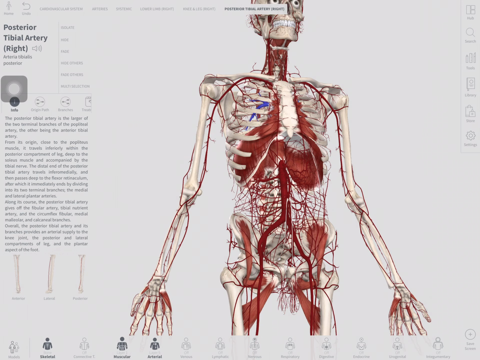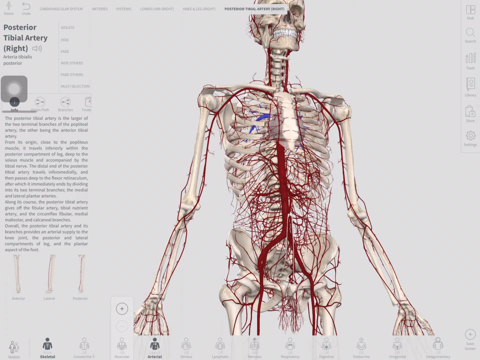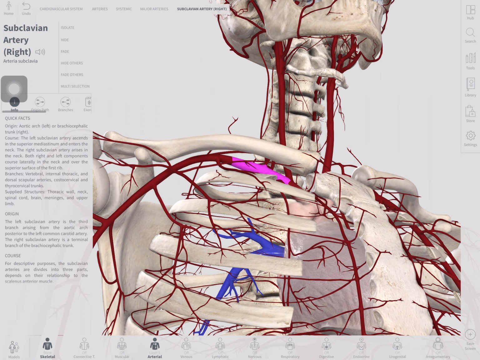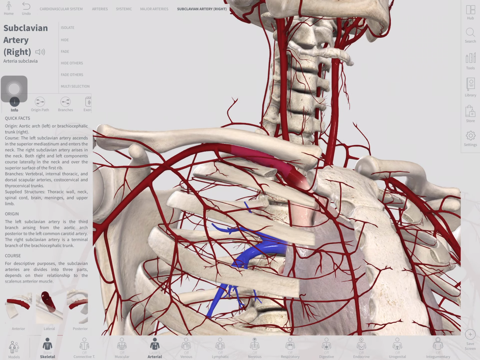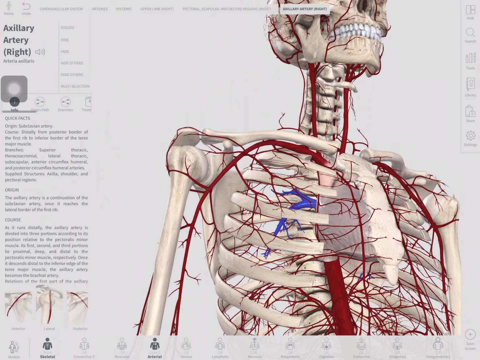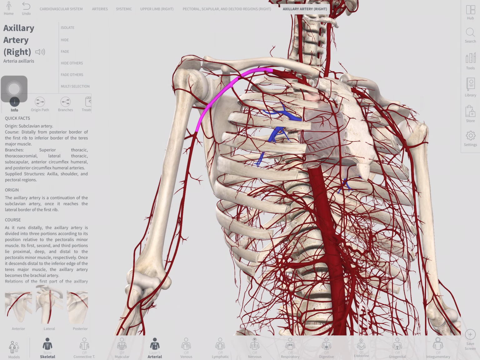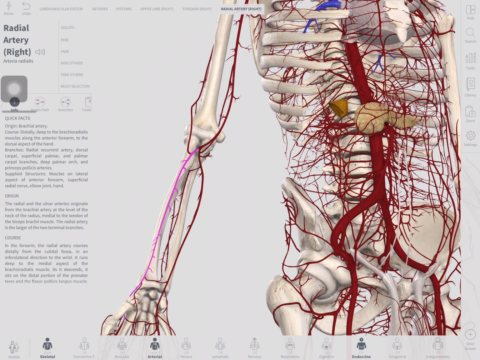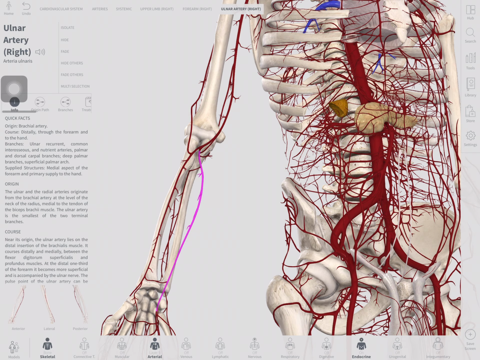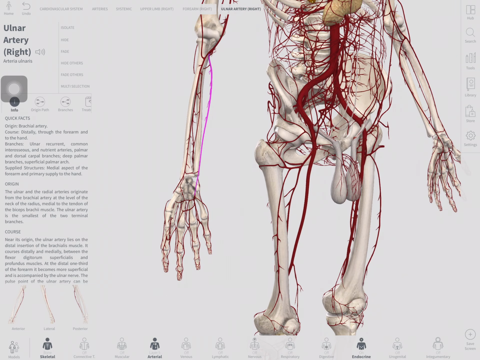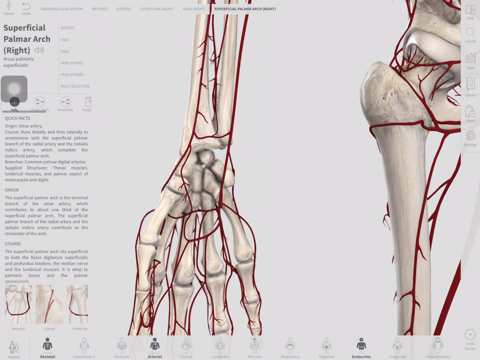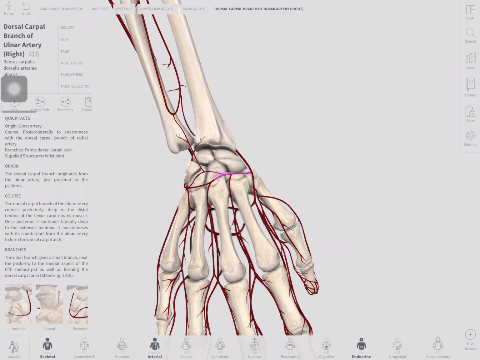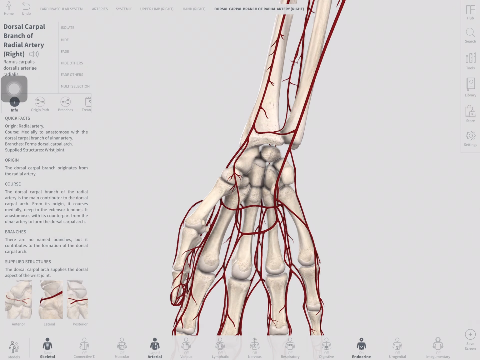Likewise, coming to the arteries in the upper limb, what you see here is the subclavian artery, then it continues as the axillary artery, then the axillary artery continues as the brachial artery. Then the brachial artery divides into the radial artery and the ulnar artery. They go and form an arch. This is the anastomosis, the superficial palmar arch.